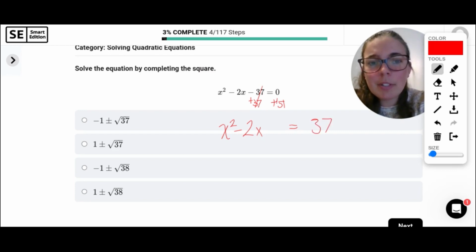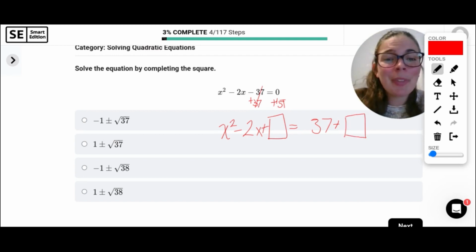So I left a space here because I'm going to have to add some special number to make this a perfect square on the left. And whatever I do on the left, I have to do on the right because this is an equation. We need to keep balance. So what is this special number?